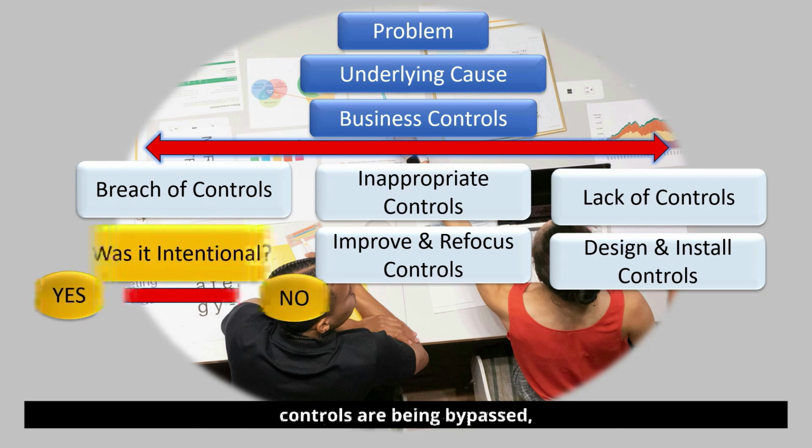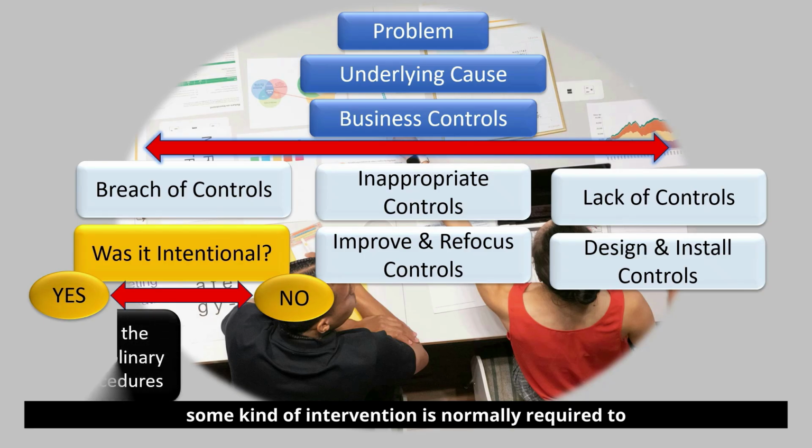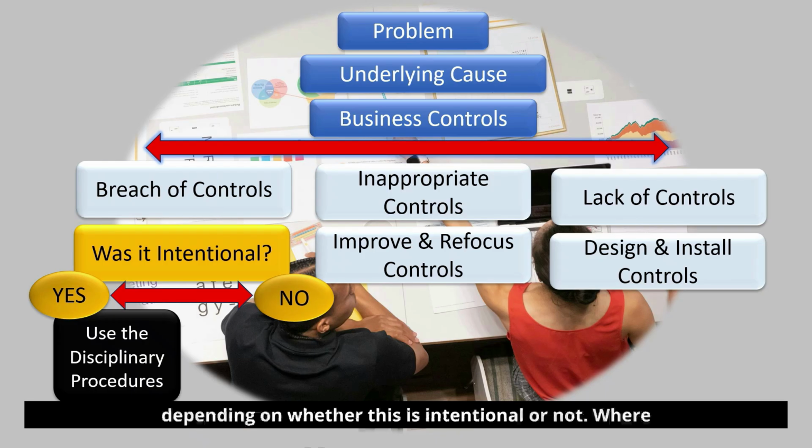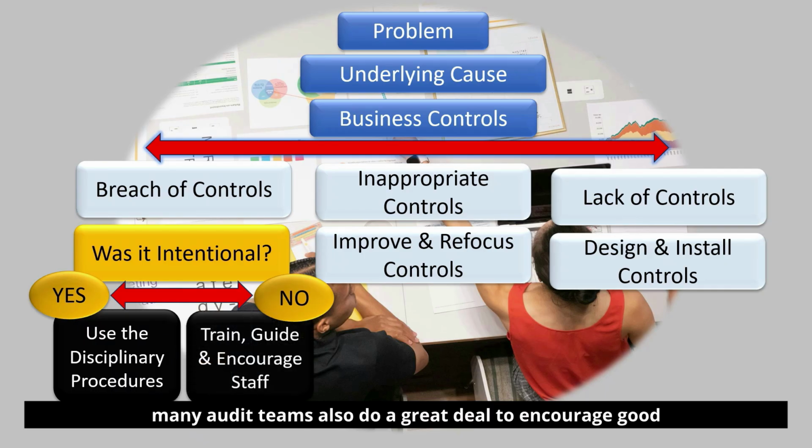Finally, where controls are being bypassed, some kind of intervention is normally required to investigate the problems, depending on whether this is intentional or not. Where this involves employee fraud or negligence, it can be quite serious and may involve disciplinary action. In terms of staff training, many audit teams also do a great deal to encourage good compliance and agile risk assessments, as well as fraud awareness for employees.